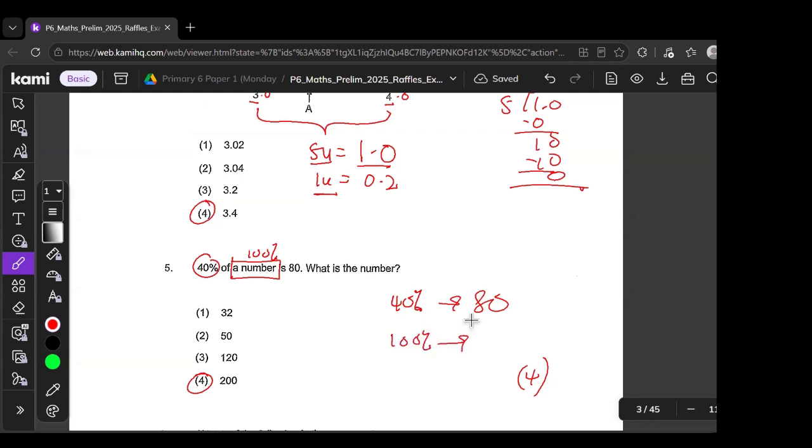Try not to jump if you can find 1% easily. So 80 divided by 40, you get 2. Then after that, 100% will be 100 times 2. And that's how you get your number. Don't do jumping if you can find 1% easily.